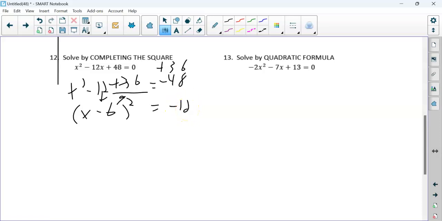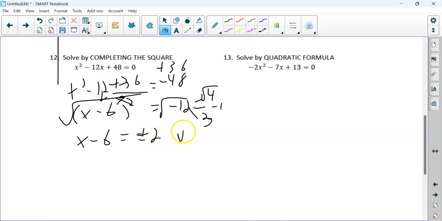Now, since we have a square root, just like number 11, we square root both sides. x minus 6, because that cancels, equals plus or minus the square root of 4 times 3 times negative 1. Square root of 4 is 2. Square root of 3 stays, and negative 1 becomes the i. Now we just add 6. x equals 6 plus or minus 2i radical 3.